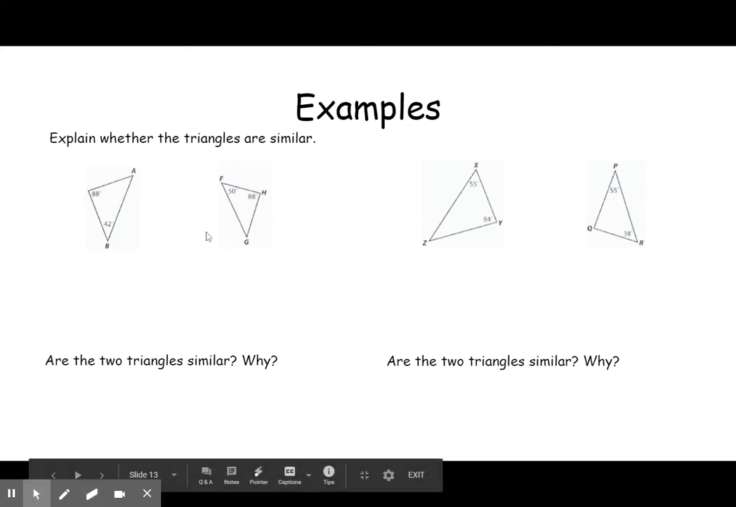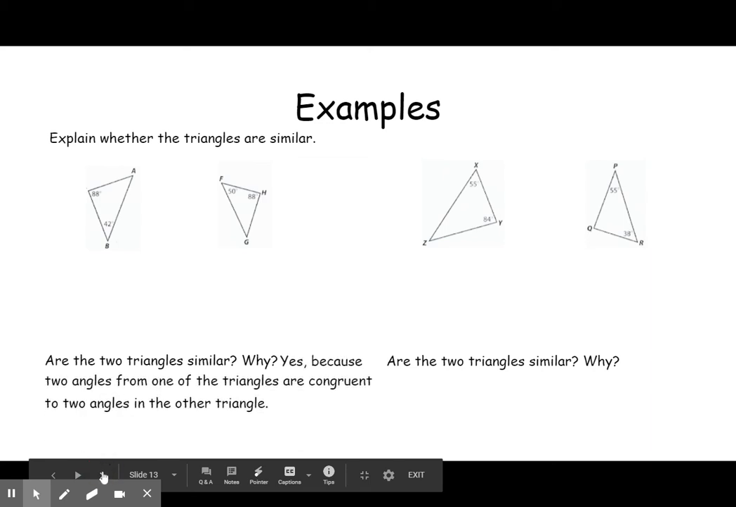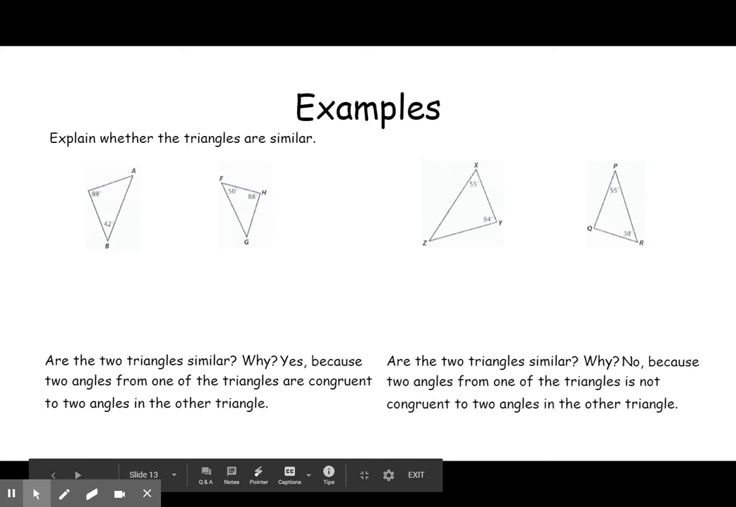So if I go back to the first example, are the two triangles similar? Yes, because two angles from one of the triangles are congruent to two angles in the other triangle. And if I go to my second example, are these two triangles similar? When we did our math, we found out that they were not. Let's see if we were right. No, because two angles from one of the triangles are not congruent to two angles in the other triangle.